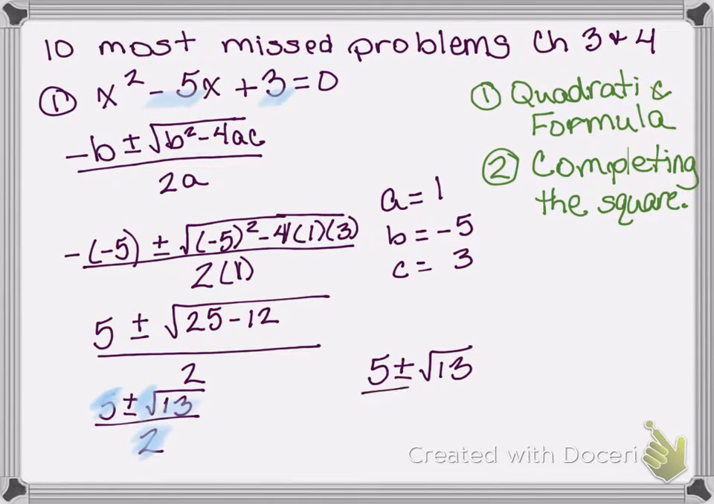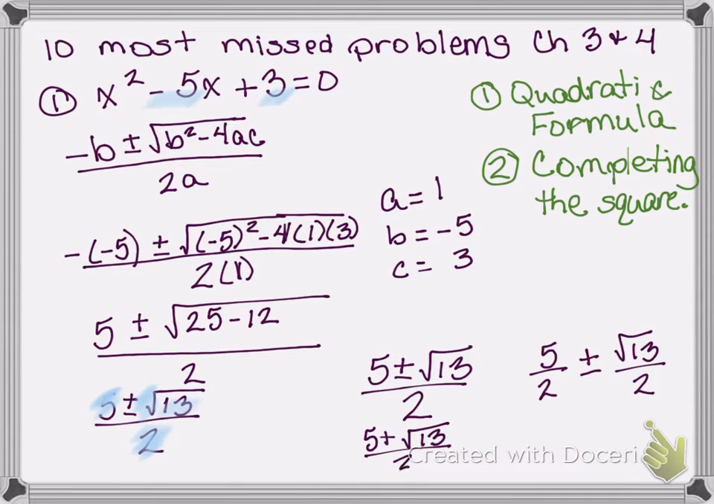13 over 2. And you could potentially write it as 5 over 2 plus or minus the square root of 13 over 2. The other thing that you could do is you could separate it out. You could say 5 plus square root of 13 over 2 and 5 minus the square root of 13 over 2. Any of those right there are acceptable, and I'm going to circle these right here because this is our final answer.